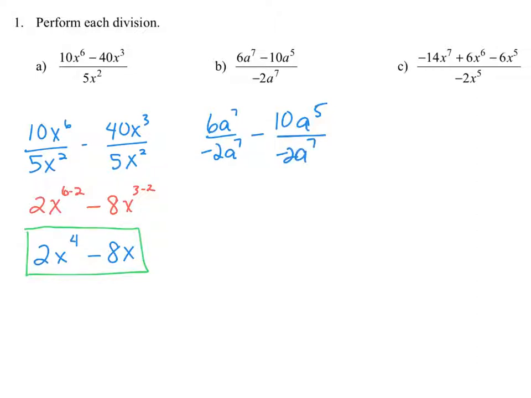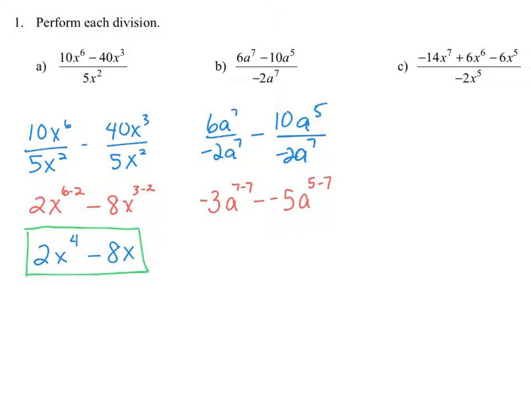Now we can simplify each of these quotients. We know that 6 divided by negative 2 is negative 3. And using the quotient rule for exponents, we subtract the exponents, a to the seventh over a to the seventh. That's a to the 7 minus 7, which will simplify in the next step. And then we have this minus 10 divided by negative 2. Since 10 divided by negative 2 is negative 5, it's minus a negative 5. And then the a to the fifth divided by a to the seventh, we're going to subtract those exponents.